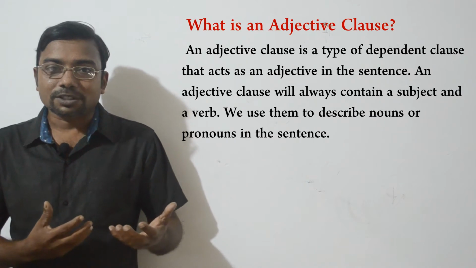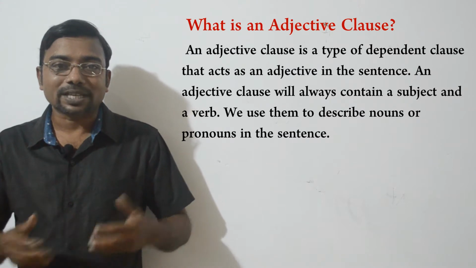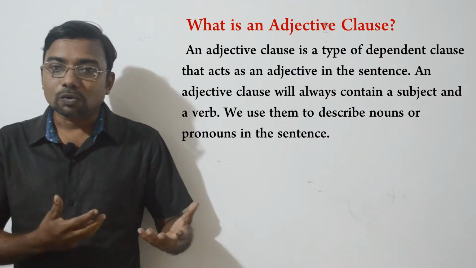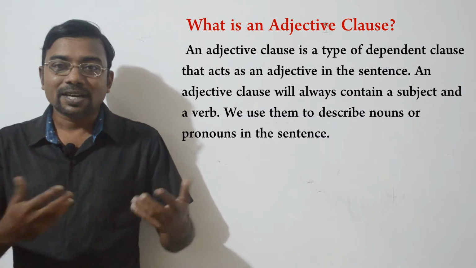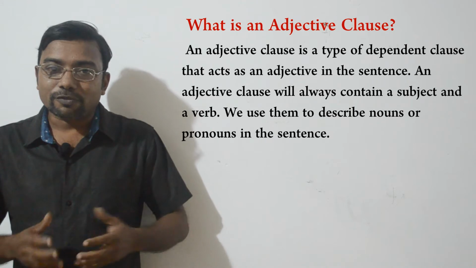An adjective clause can also be called a relative clause because it usually begins with relative pronouns such as who, whom, whose, that, or which. Not only that, they can begin with relative adverbs such as when, where, or why. Okay, there are two types of adjective clauses in English grammar: restrictive adjective clauses and non-restrictive adjective clauses. A restrictive adjective clause is an essential part to identify or specify a noun. That is to say, without the restrictive adjective clause we cannot specifically identify the noun.